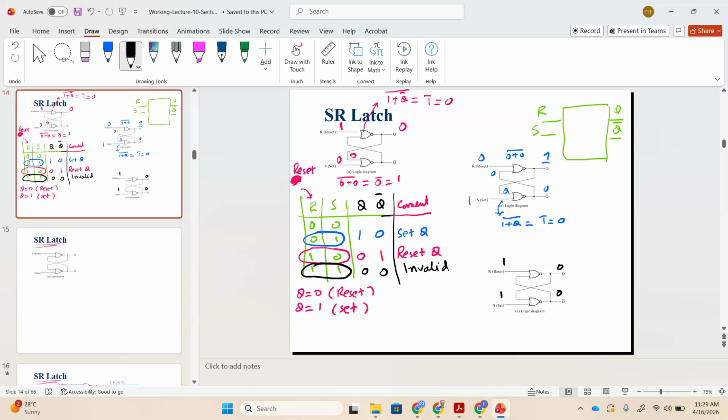And as a designer, you should design a circuit in a way that this invalid combination does not happen at all. Because this R and S may be the input from some other block. There is a block here, and the output of this block depends on its input. So you should design this block in a way that this does not happen at a time, because it will cause an invalid combination. Because what's our objective? Either we are resetting Q or we are setting Q. Any question? Is it clear or not clear?